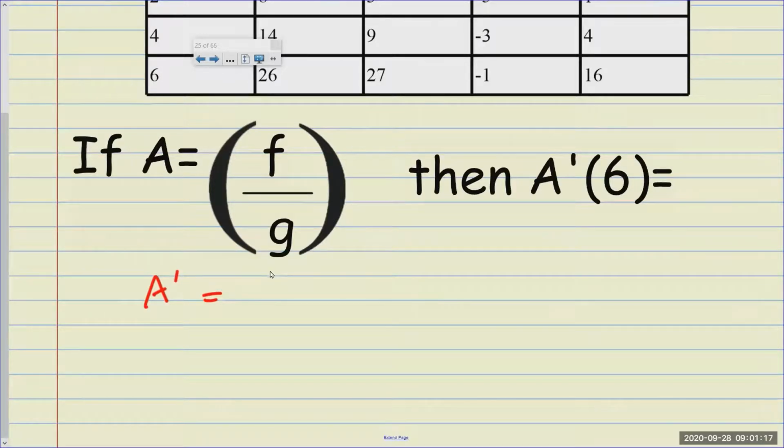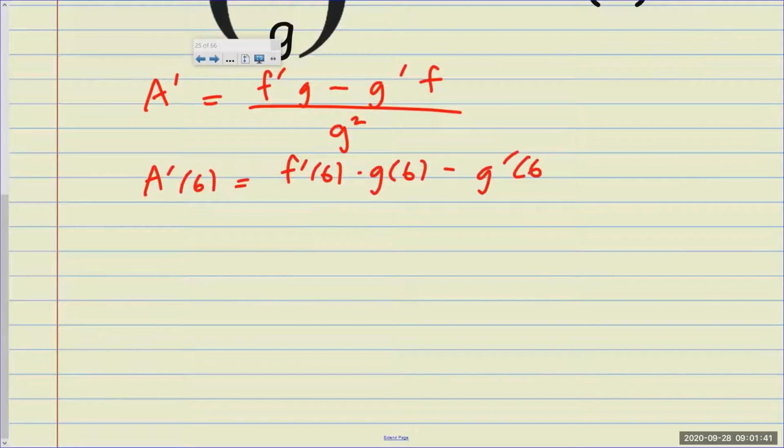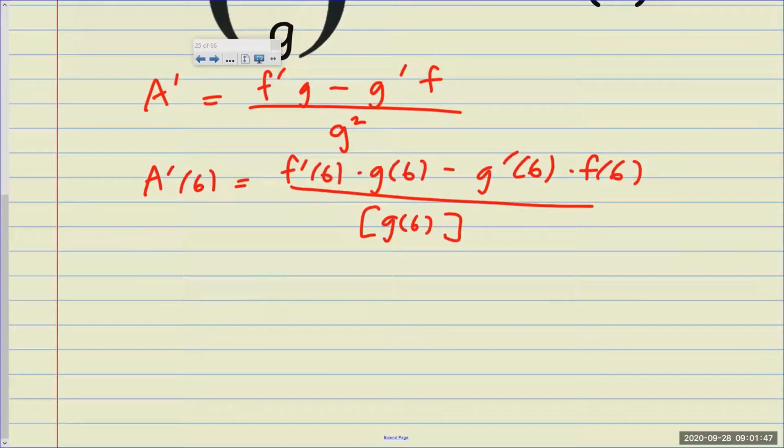Let's see if we can do it. It's the derivative of the first times the second minus the derivative of the second times the first all over the bottom squared. And they really don't want just a prime here. They want a prime at 6. Okay, so this will be f prime at 6 times g at 6 minus g prime of 6 times f at 6 all over g of 6 quantity squared.